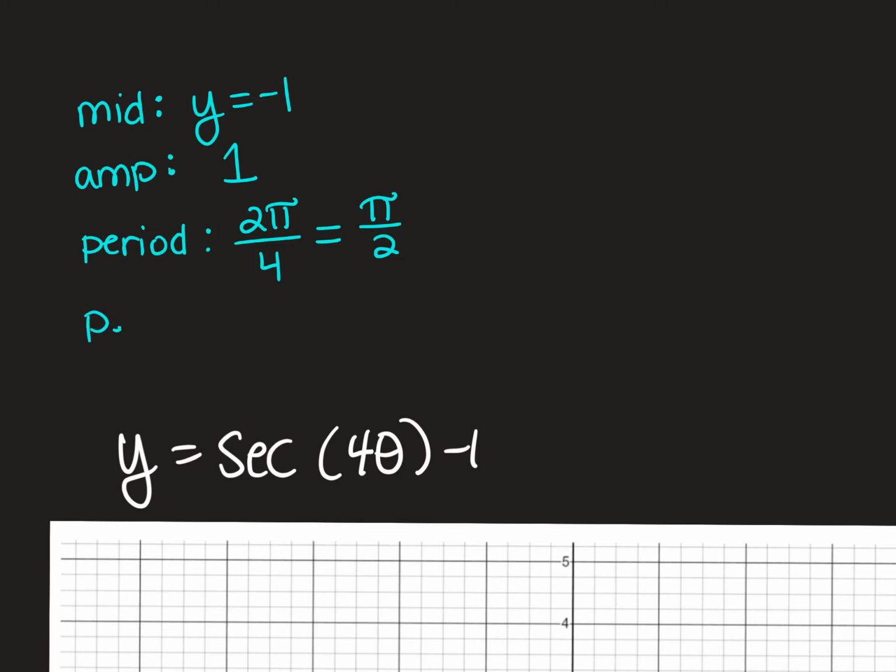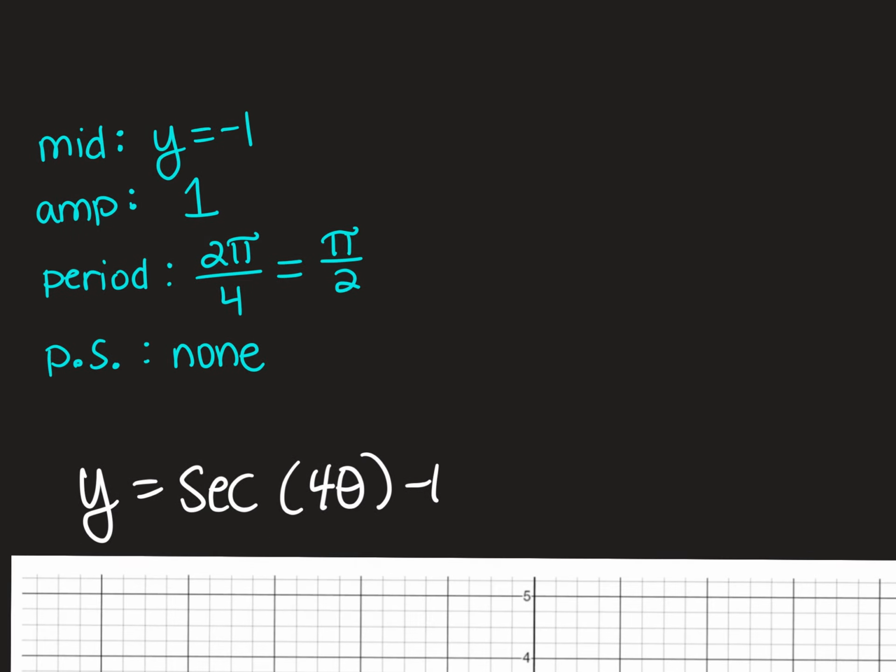And then lastly, we have our phase shift. What do you think? None. Good. Now, when I think about the key information for my secant graph, I compare it to my cosine graph. So watch what I do here. I'm going to think cosine.